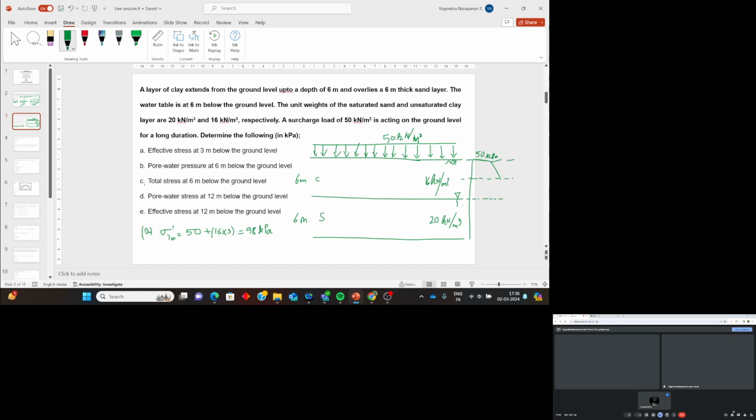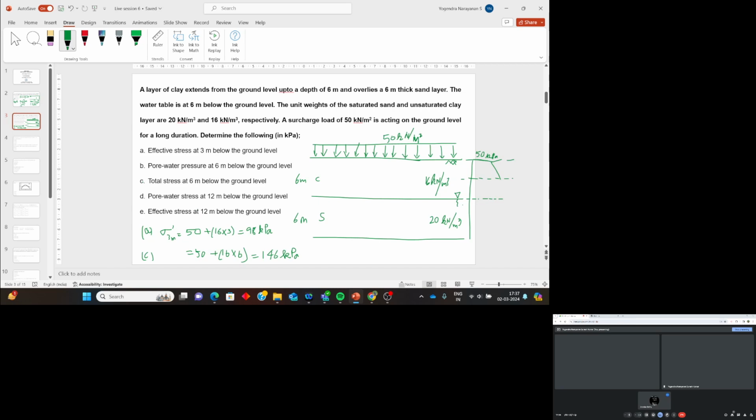Now you calculate C. Let us do pore pressure afterwards. You calculate question C, total stress at 6 meters. It is 50 plus 16 into 6. It will be 50 plus 96. It is 146. Now you calculate B and D.